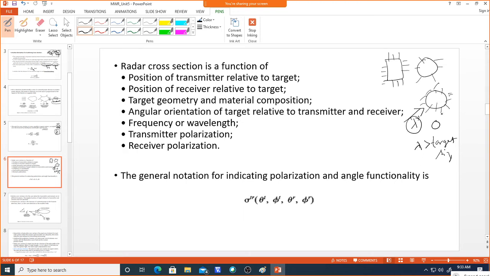So if lambda is far, far less than the target size, that means you are operating at a higher frequency, in the optical region or terahertz region. Then the target will act as a big, larger-size target made up of individual scatterers. Combining all those scattered energies, we get the total RCS of the target. That's why the wavelength or frequency of operation, where you are going to operate, is very important.